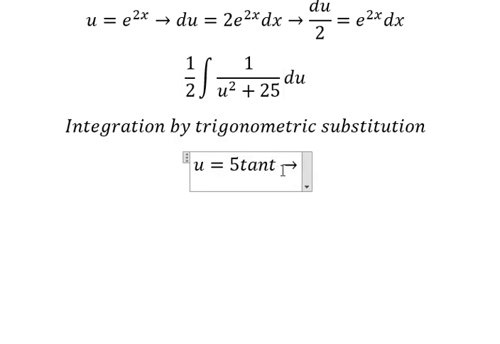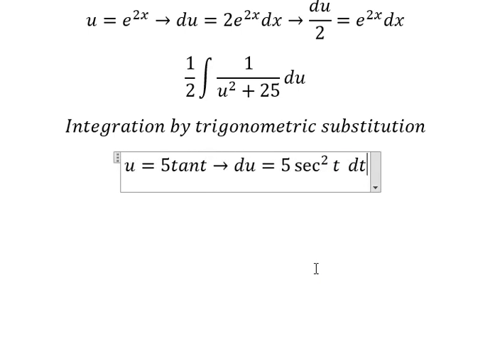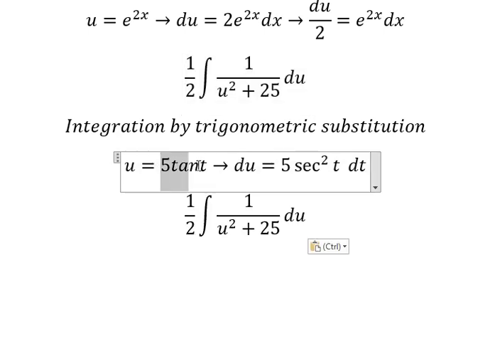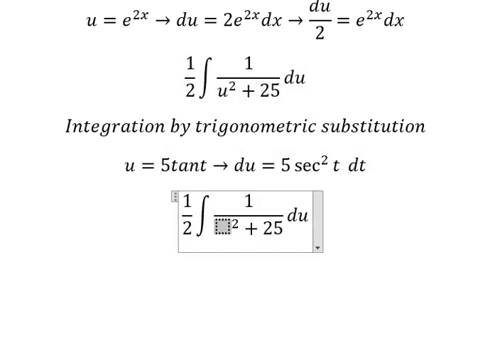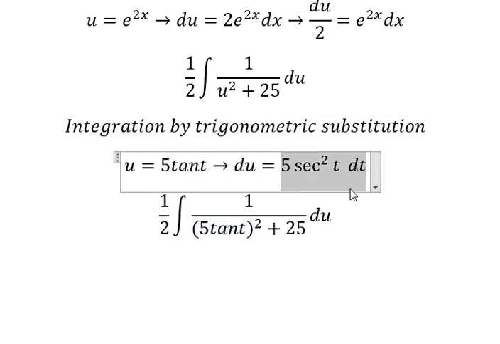Now we need to take the first derivative of both sides, and we have du equals 5 secant of t squared dt. So I will put this one here. The u we change by this one.